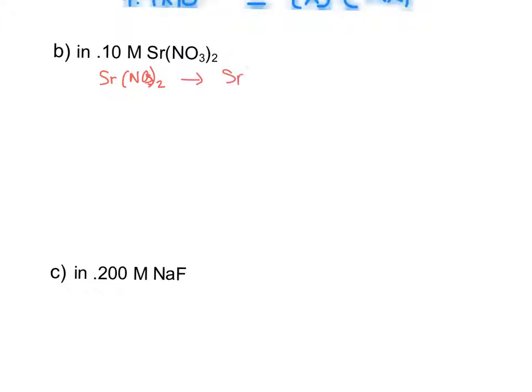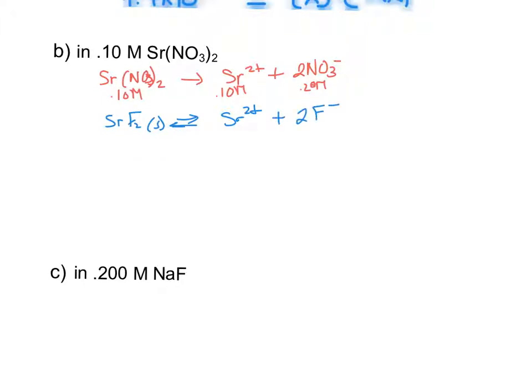So Sr2+ and 2NO3 minus. I know that this is 0.1 molar, and since this goes to completion, this is also 0.1 molar. This would be 0.2 molar, right? Okay, and then I'm going to write now my dissociation equation for my SrF2 solid. That dissociates into Sr2+ and then 2F minus.